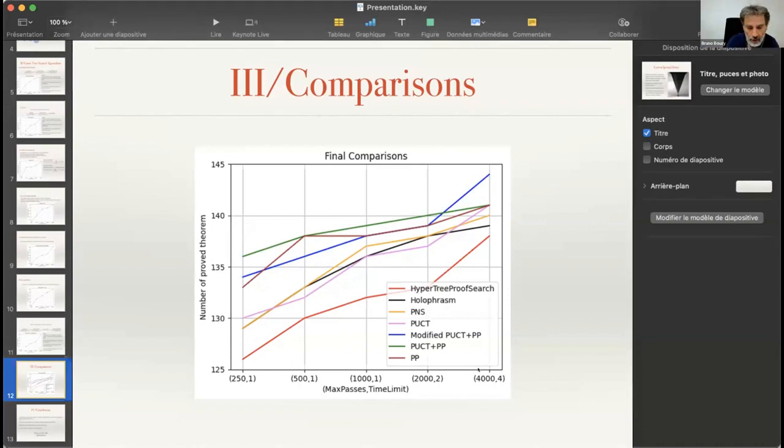Okay, I see. So if you have, I would say, 10,000 for the max passes and 10 minutes for the time limit, do you think it would be interesting to run the blue algorithm or the red one, because they are very promising? Yes, especially the red one, because it scales very well on time, since the red one develops all our nodes at the same time, and it is not selecting the least promising one. Okay, I see. Thank you.